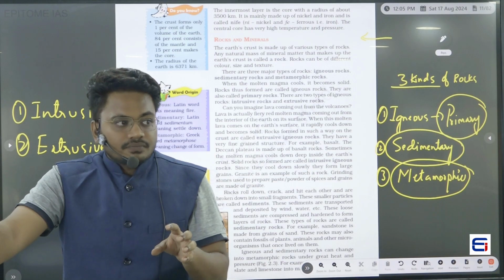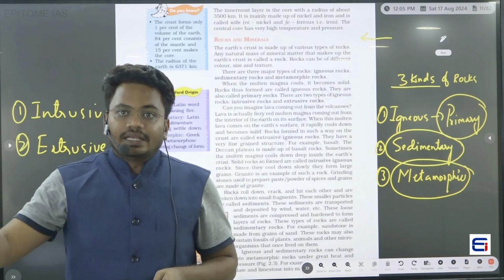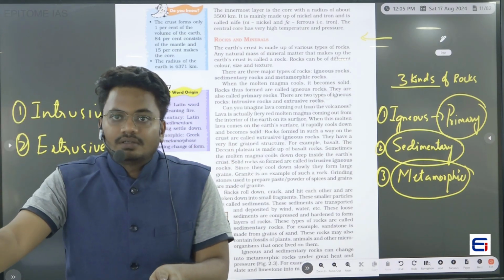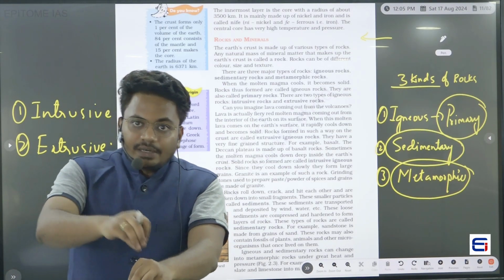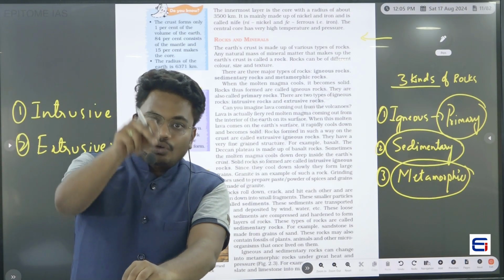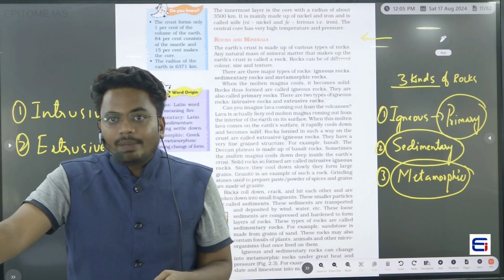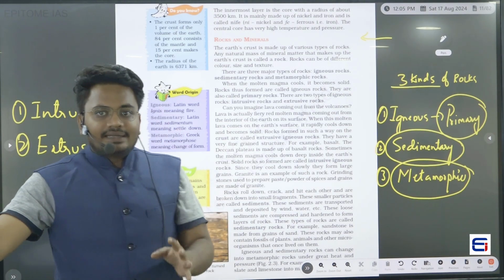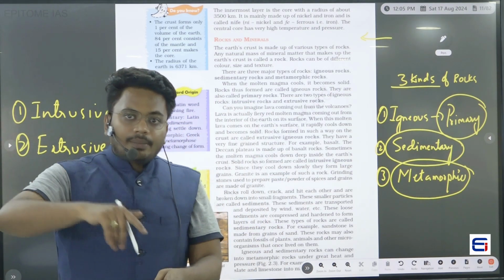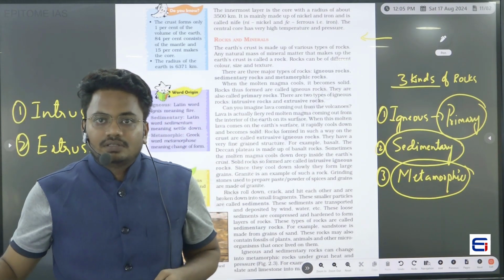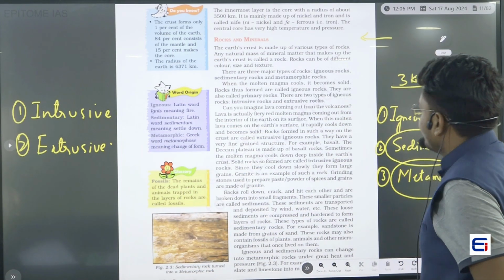The point here is, the agent which is playing the important role in this transformation is temperature as well as pressure. Because of temperature and pressure only, the transformation of sedimentary rocks to metamorphic rock or the transformation of igneous rock to metamorphic rock is possible. Are you getting my point? So, in a simple way, we can tell that metamorphic rock is nothing but the transformed rock from igneous rock as well as the sedimentary rock. So, these are the three types of rocks that are present in Earth's crust or Earth's interior.